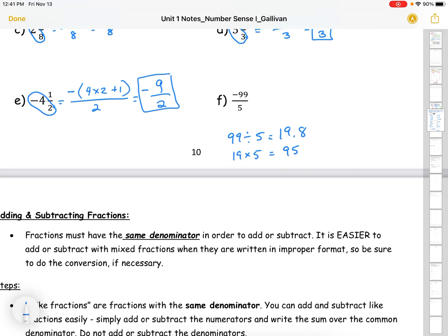Why did I do that? So that means you have 4 left over. So negative 19, and 99 minus 95 is 4. Okay, so that would be our mixed number there.